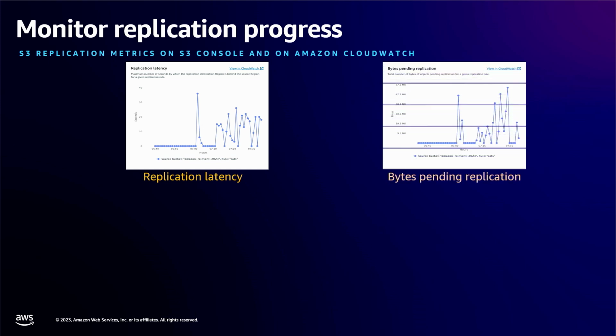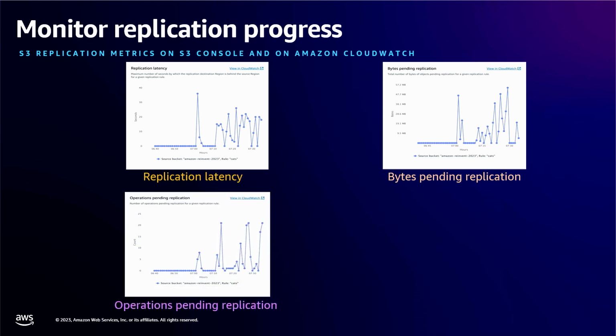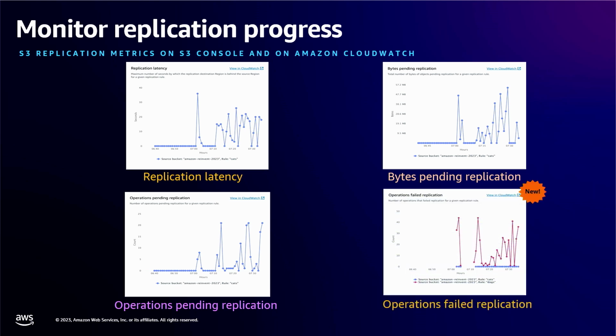Next, we have the bytes pending replication metric, which shows the number of bytes that are pending to replicate from source to destination for a given replication rule. Similarly, the operations pending replication metric shows the number of operations that are pending to replicate from source to destination. Finally, we have the operations failed replication metric, which we launched earlier this year. Now, this is a very useful metric because it shows the status of failures per minute for any replication rule.